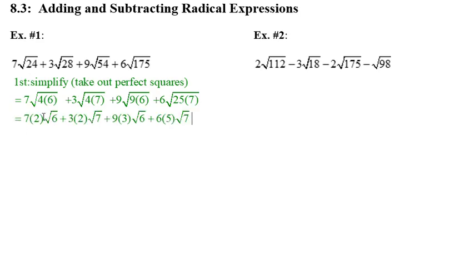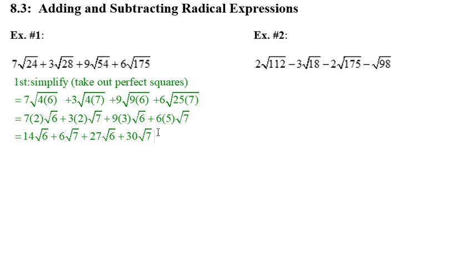So on the outside of our radicals now, we have in each case two factors, so we've got to get those together. So 7 times 2 gives us 14. 3 times 2 gives us 6. 9 times 3 gives us 27. And 6 times 5 gives us 30. So we end up with these expressions.